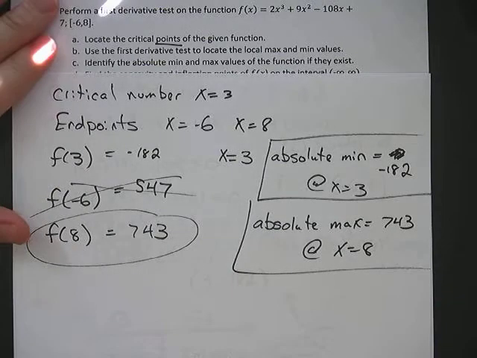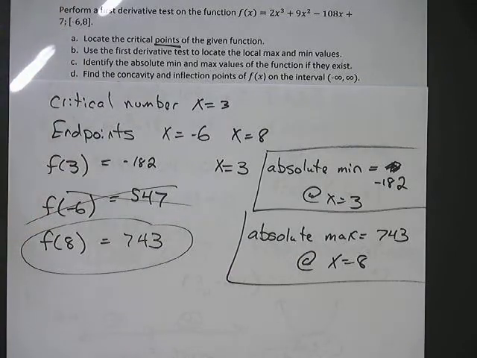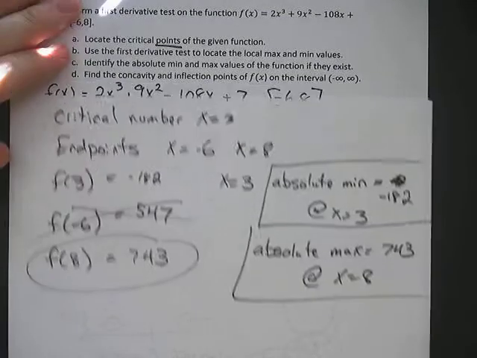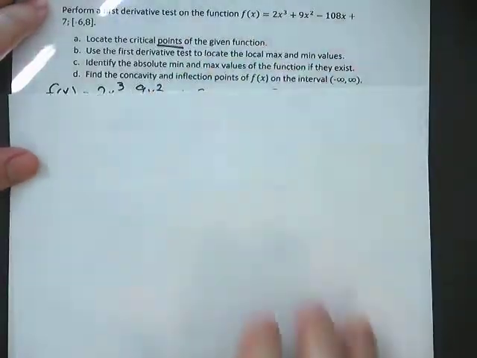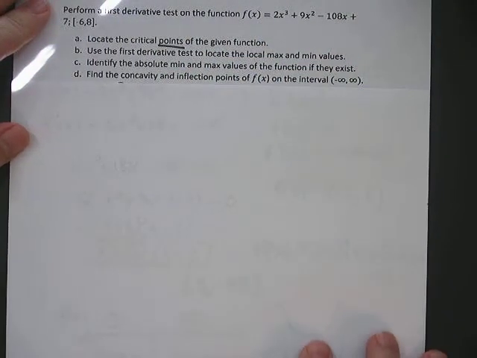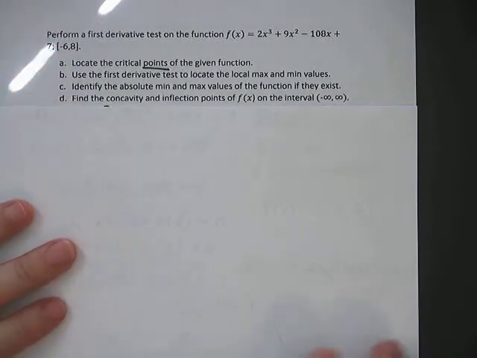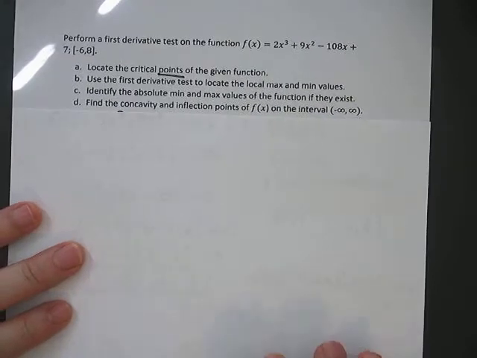All right, now for the last question. Find the concavity and inflection points of f of x on the interval negative infinity to infinity. So we're no longer using those endpoints of negative 6 to 8. This is saying just find the concavity of this thing. Okay, so to find the concavity, we're going to need to take a second derivative.